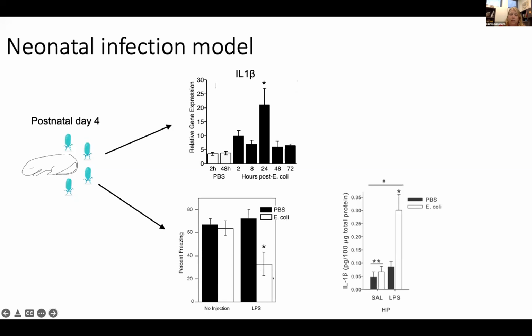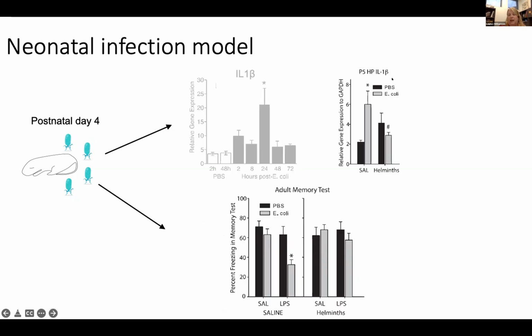Later work in my PhD showed that at the time of this LPS injection, IL-1 beta protein in the hippocampus goes way up in those animals compared to the other 3 groups. So IL-1 beta is at least one of the inflammatory cytokines, signaling molecules within the hippocampus, that is causing this memory impairment.